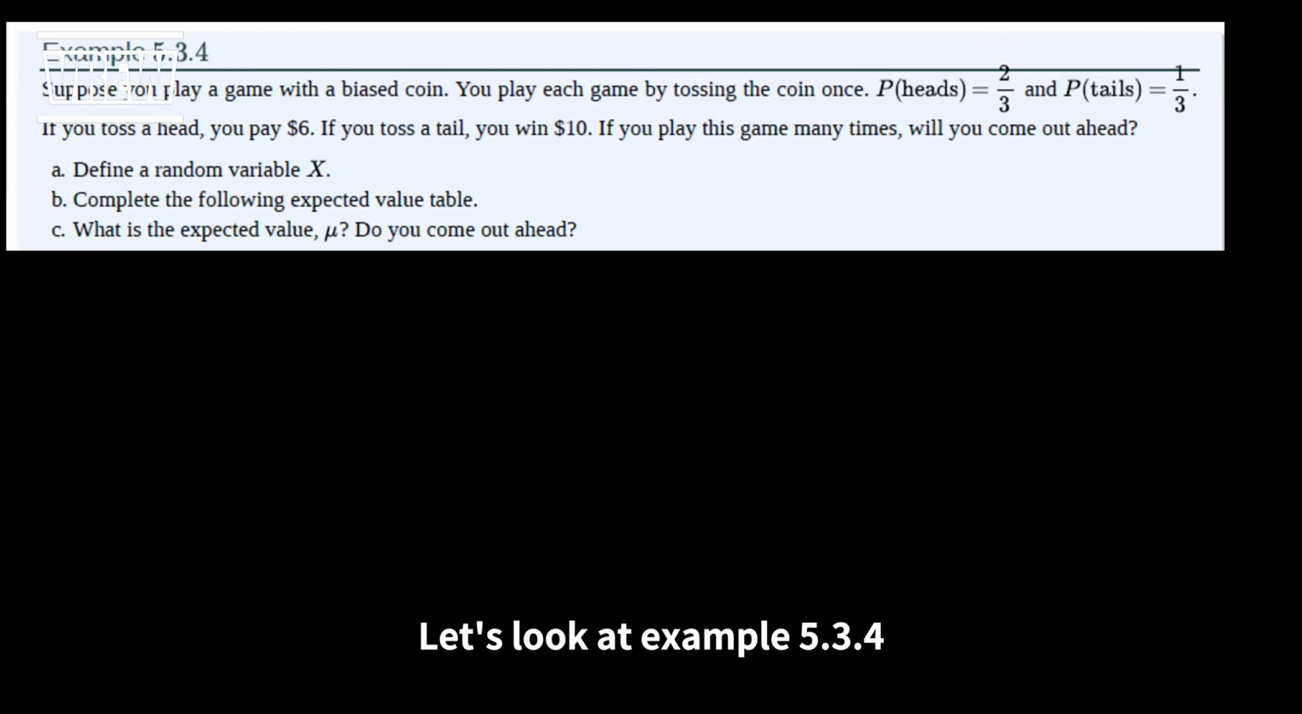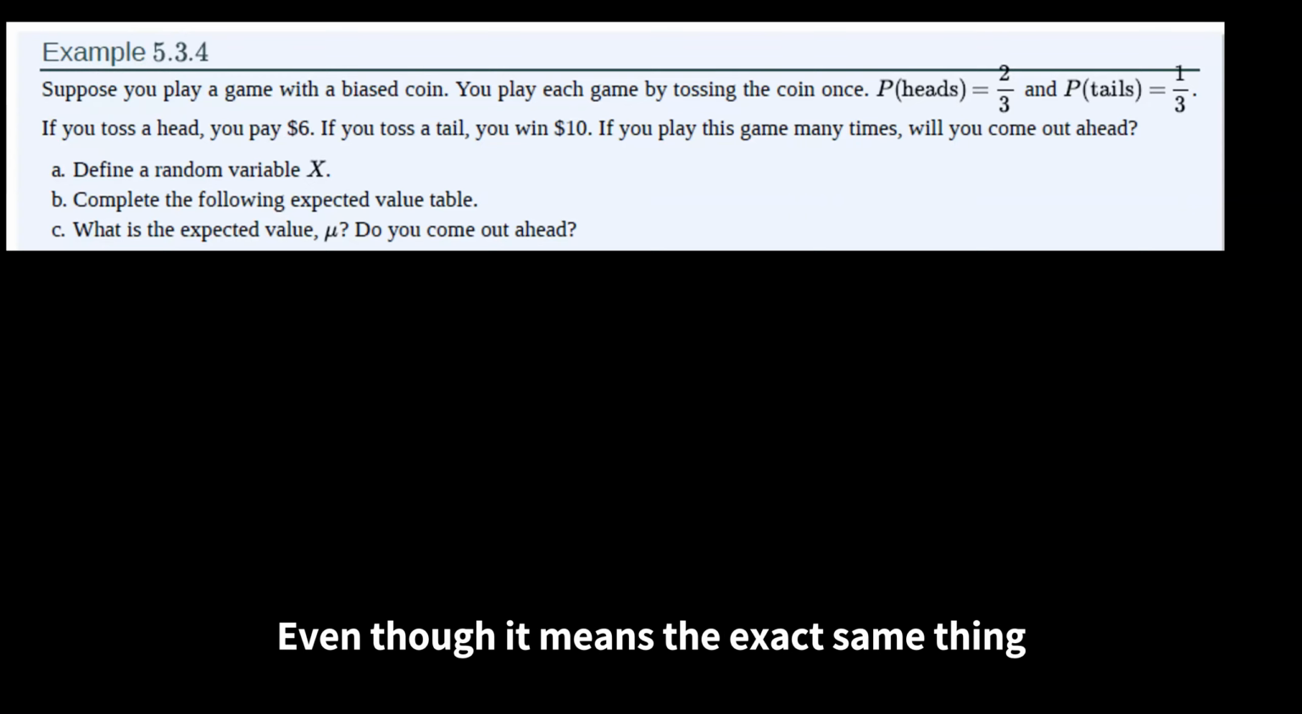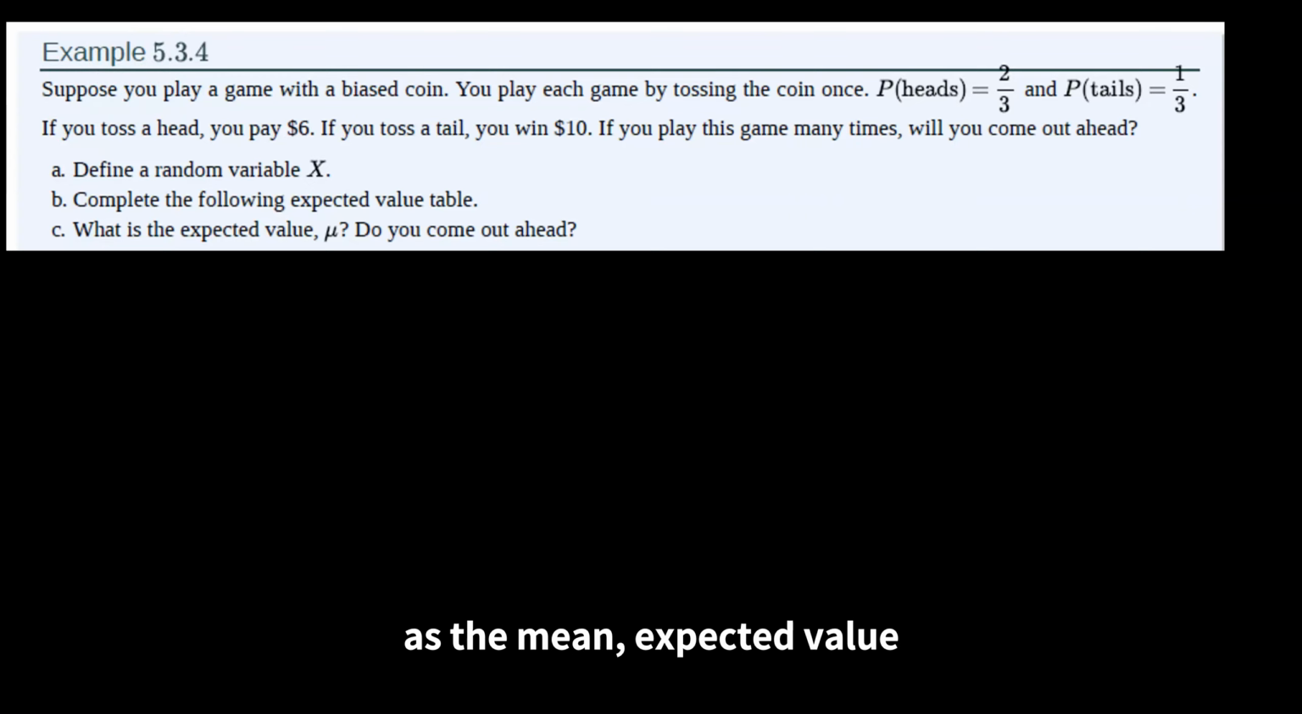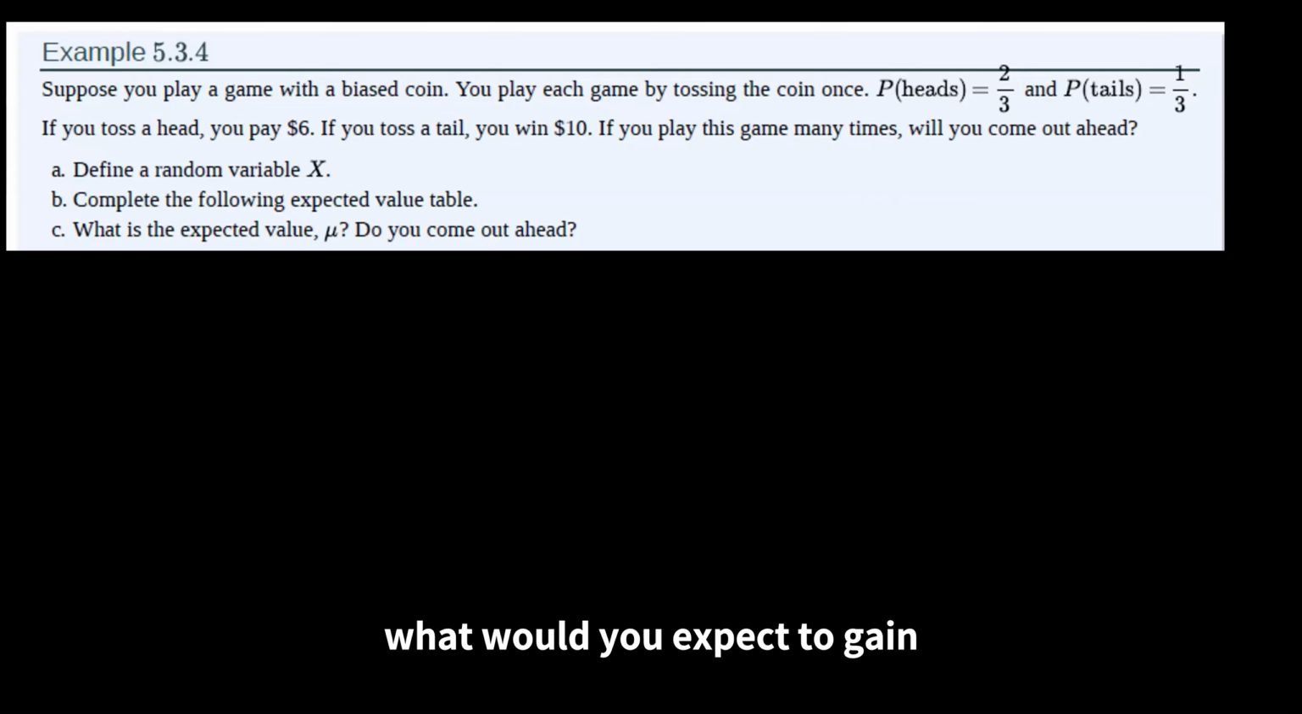Let's look at example 5.3.4. When we're talking about expected value, even though it means the exact same thing as the mean, expected value does have another connotation: what are you expected to win or lose if you're gambling? Or in the terms of life insurance, what would you expect to gain or lose over some period of time given this situation for life insurance and probabilities?